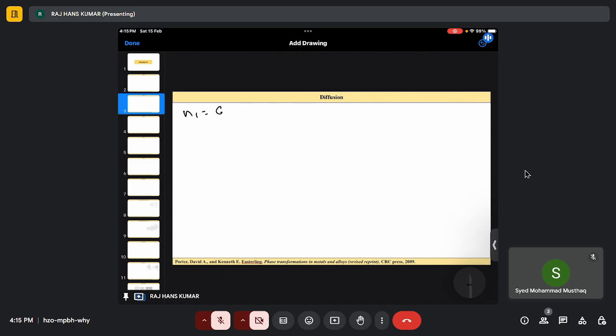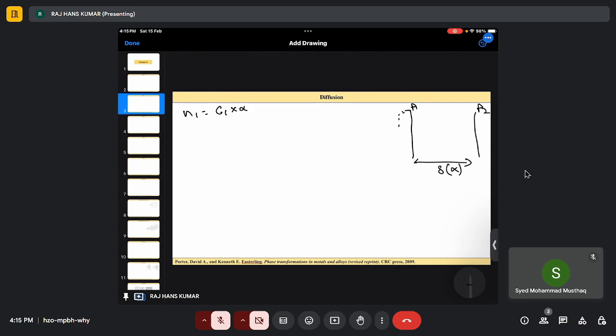N1 is concentration C1 into alpha. Let's say this is my distance. I will try to draw that again. This is my plane 1, plane 2. Here the distance between is delta, or I can say alpha, which is my lattice parameter. Right? Atom can jump only a single lattice parameter. It cannot jump two or three lattice parameters at a single time. Right? It needs a tremendous amount of energy to do that. Okay, so that will be C1 times alpha.